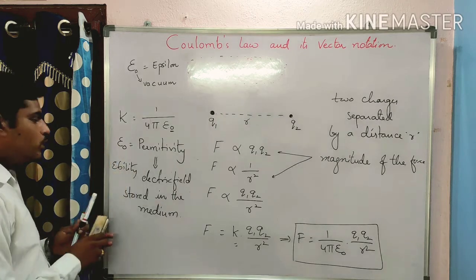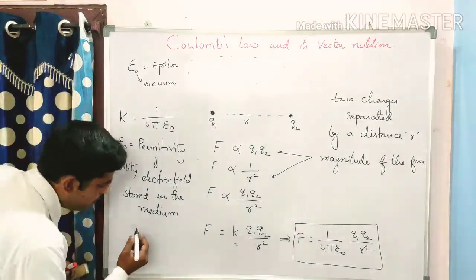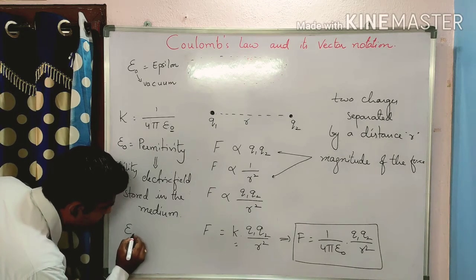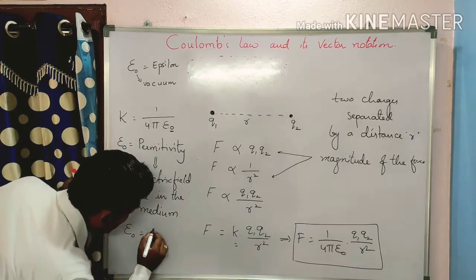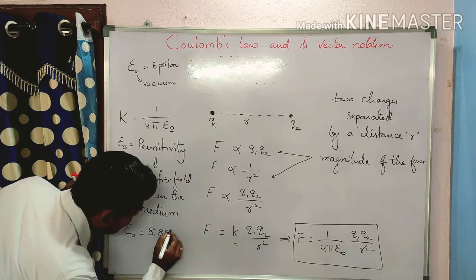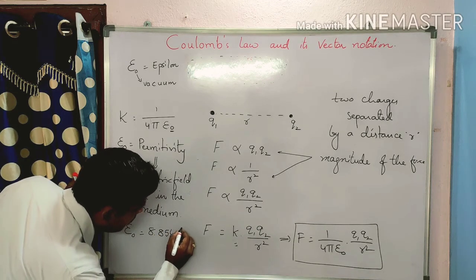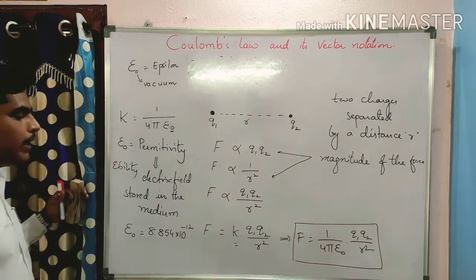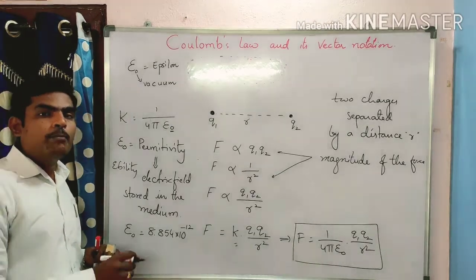So what is the value of this epsilon naught in the free space? The value of epsilon naught in the free space is 8.854 into 10 to the power of minus 12.